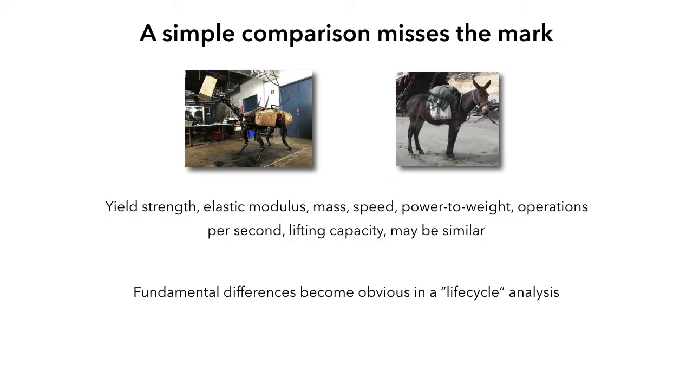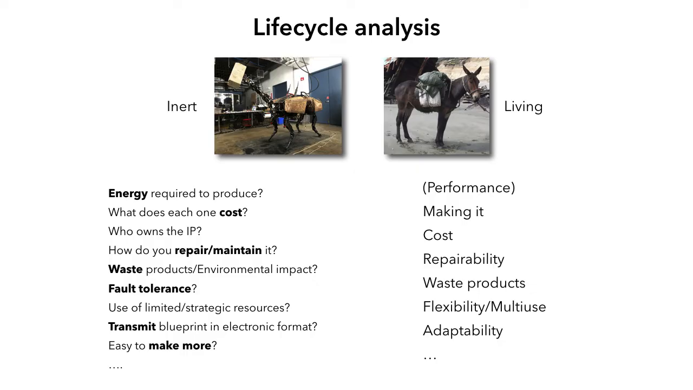But if we think about inert matter and living matter from the perspective of what you might call a life cycle analysis, the differences all of a sudden become completely obvious. How much energy is required to make a donkey versus a robot? How much does each one cost? Who owns the intellectual property? How do you fix it when something breaks? How do you feed it or power it?